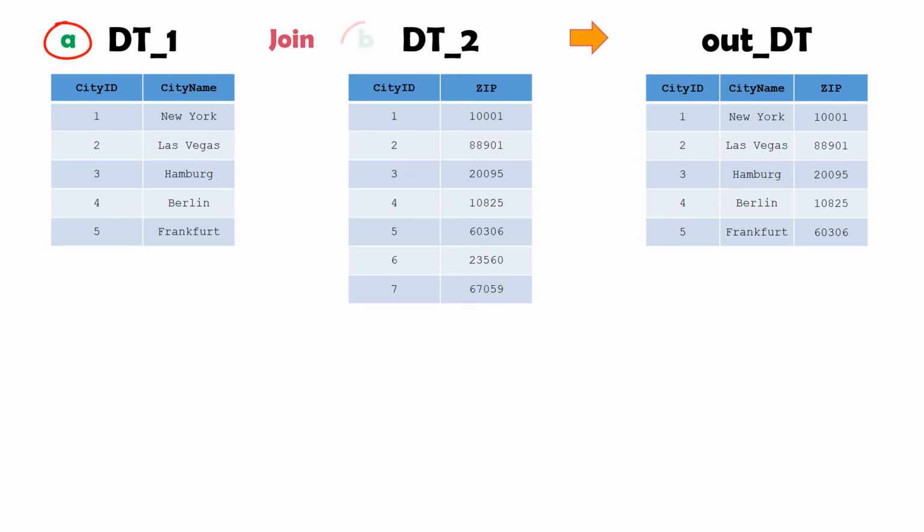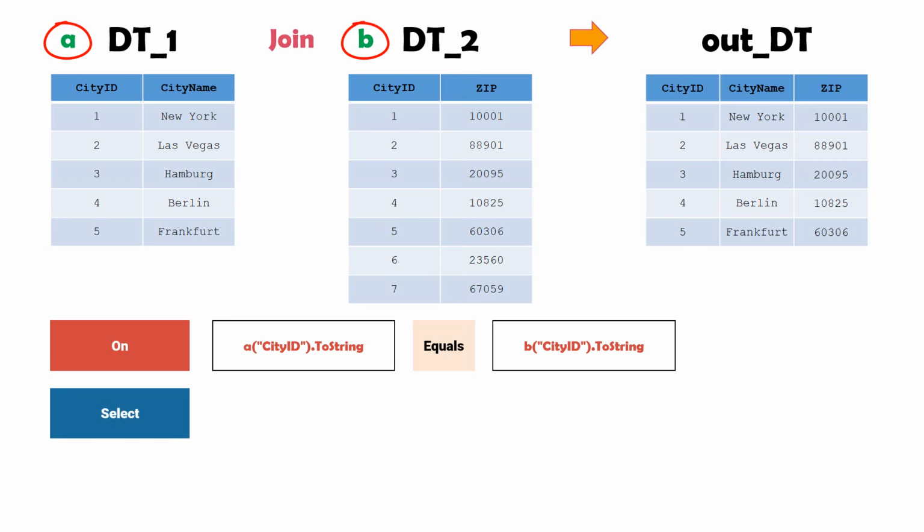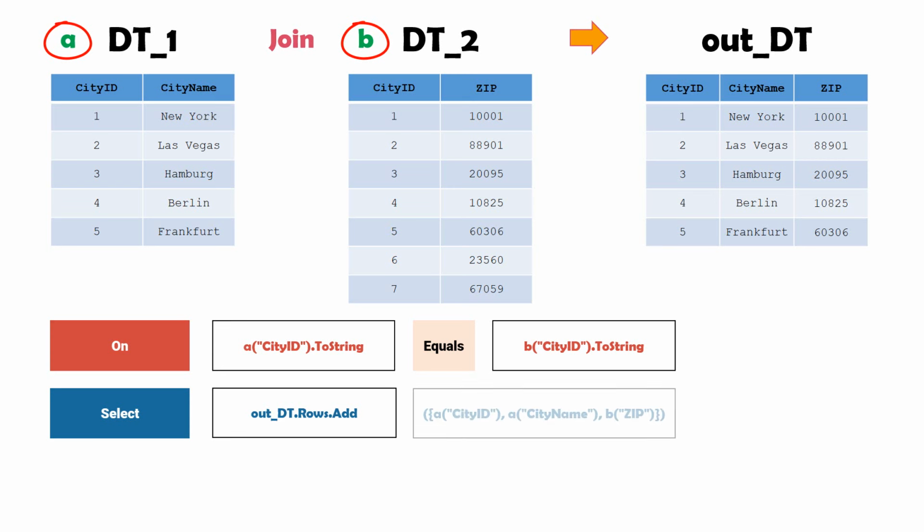For example A and B. We set the condition for the column city ID. So we take the variable from the first table with the column name, and the variable from the second table with the column name. After the condition we set the select statement. As I mentioned before, we set the output table and the functions, rows and add. Then we select the columns from the tables, which we want to have in the output table. So we select the city ID and the city name from the first table, and we select the zip column from the second table. Now I switch to UiPath to show you how to write this query in UiPath.